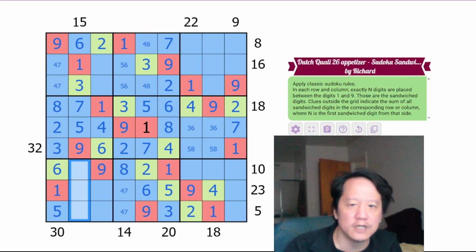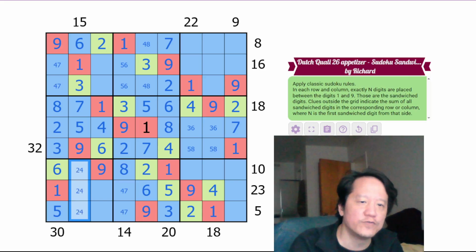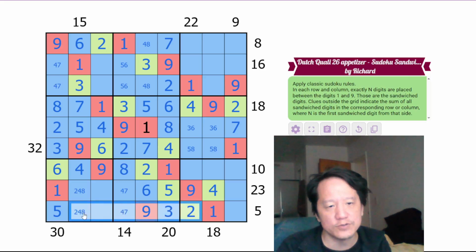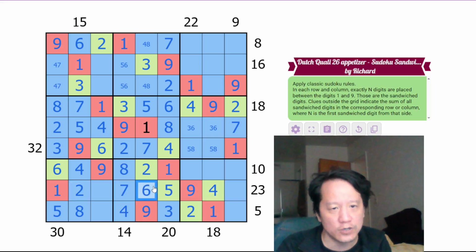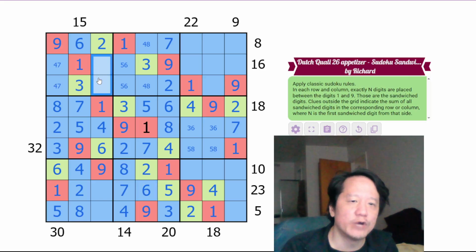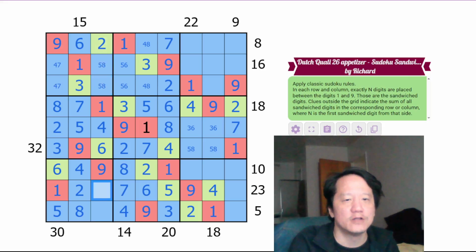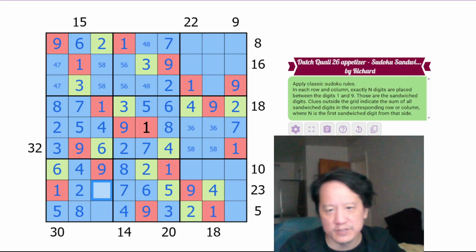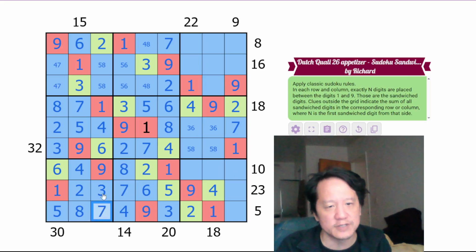Remaining digits in column 2 are 2, 4, and 8. And this can't be 2 or 8 because of 2 or 8 in the row. So this is 4. This can't be 2 or 4 because of 2 or 4 in the row. So this is 8. Therefore, that makes that a 2. 4 eliminates 4 here, so it's 7 and 4. Remaining digits in box 1 are 5 and 8. Remaining digits in column 3 then would have to be 3 and 7. And this can't be 7 because of 7 in the row. So this is 3, which makes that 7.